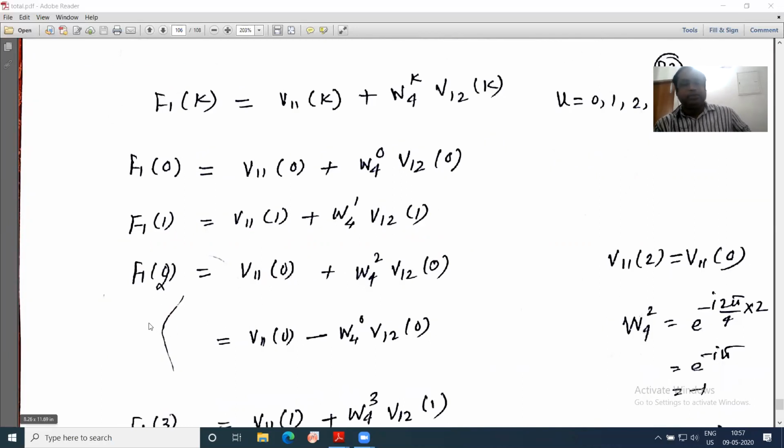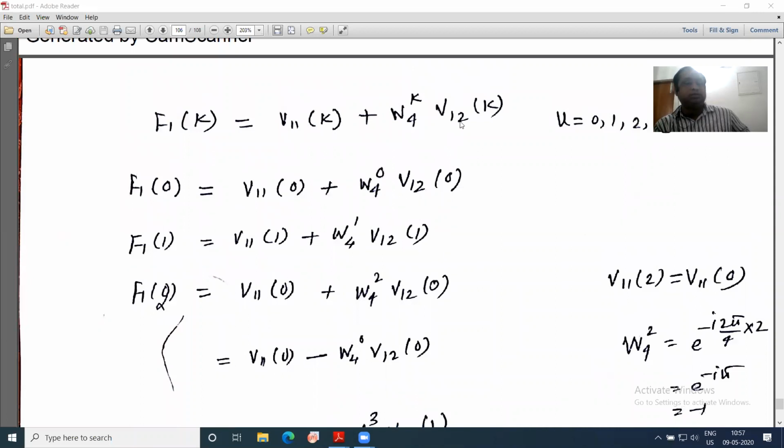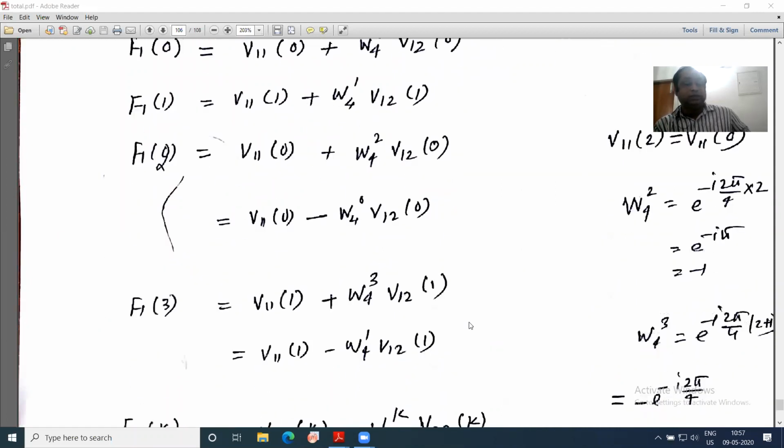Therefore, if I now find f1 of 2, this is essentially v1on of 0 plus w42 into v12 of 0. These two are already known to me, as I have already computed them. Now I have to compute w42. So w42 equals e power minus j 2 pi by 4 multiplied by 2, which is equal to minus 1. Now f1 of 3 equals v1on of 3 plus w43 times v12 of 3.